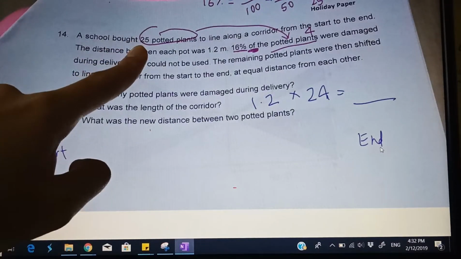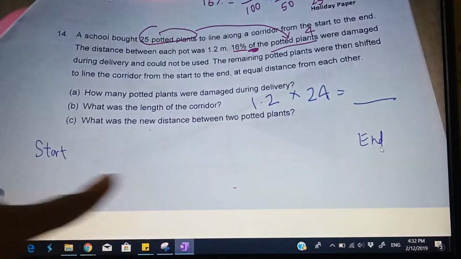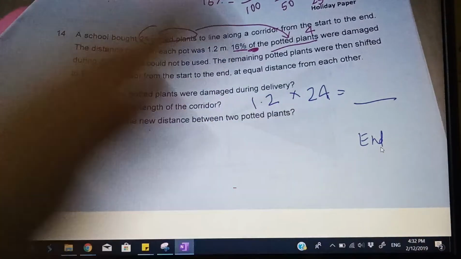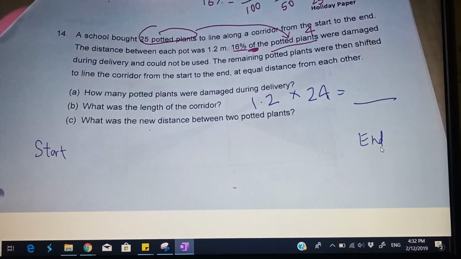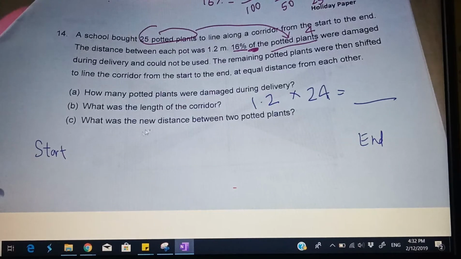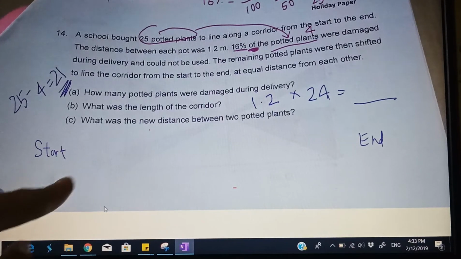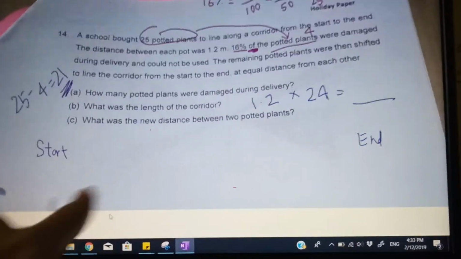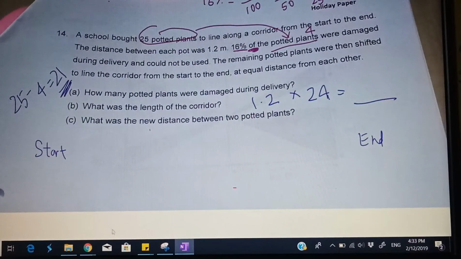So now, the distance from the start to the end of the corridor remains the same, right? But the number of potted plants is different because 4 of them were damaged. So how many potted plants are left? 4 were damaged. 25 minus 4, which is 21 potted plants left. So now we can only use 21 potted plants from start to end. Previously it was 25 potted plants, right? So now it's 21 potted plants.